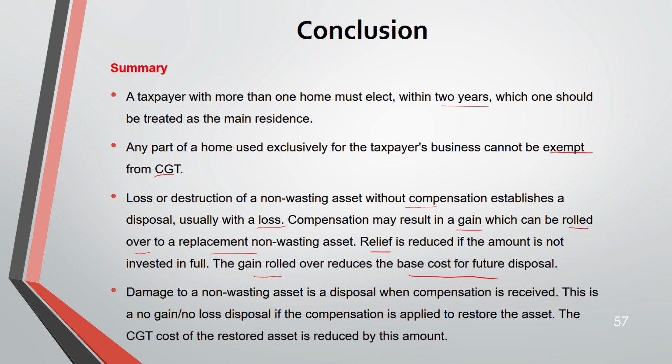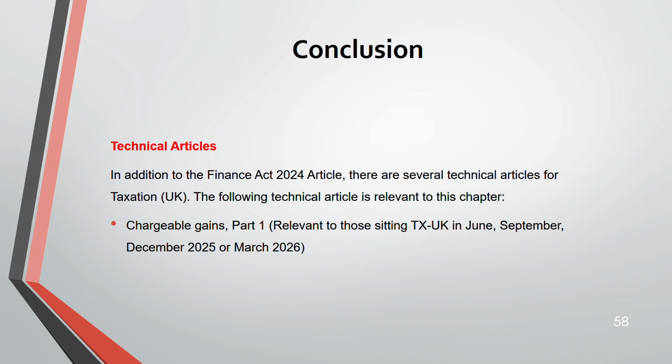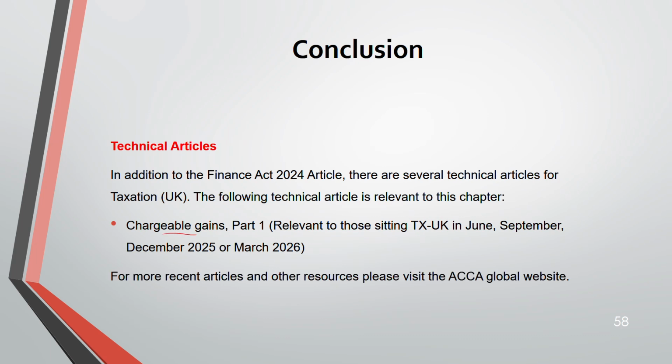We have seen that. And when your non-wasting asset is damaged, again when you are receiving compensation, if you are using the compensation to restore the asset, with the same amount, it is a no gain, no loss disposal. And same as loss of an asset, the CGT cost of the restored asset is reduced by the rollover relief. So in this area, there is one technical article you have to read, that is chargeable gains part 1. But there's a chargeable gains part 2 also. If you want, you can read it. It's there from my previous lecture. And also a higher skills technical article is there.